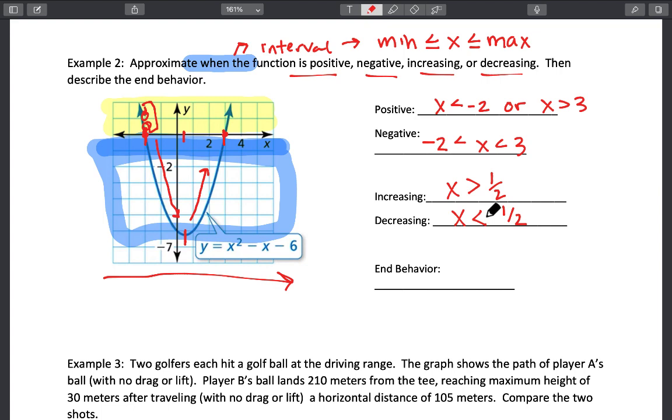Again, notice that I did not include the greater than or equal to, less than or equal to, because right here at the bottom, when x is equal to 1/2, my graph is actually flat. It's neither increasing nor decreasing.